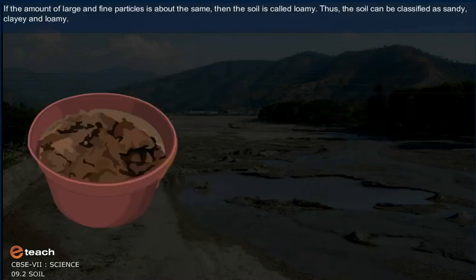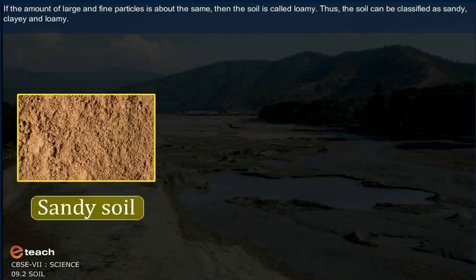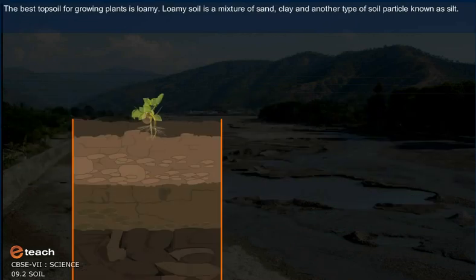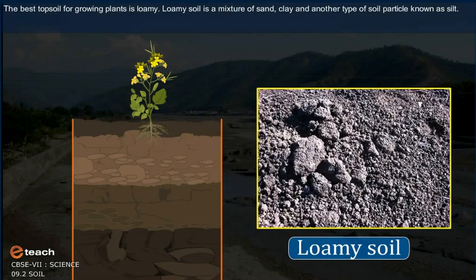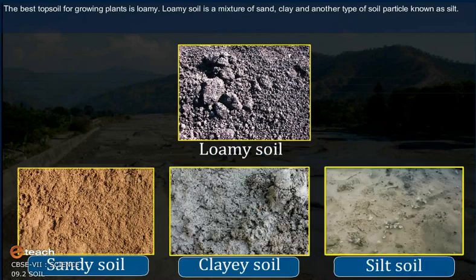If the amount of large and fine particles is about the same, then the soil is called loamy. Thus, the soil can be classified as sandy, clay, and loamy. The best topsoil for growing plants is loamy. Loamy soil is a mixture of sand, clay, and another type of soil particle known as silt.